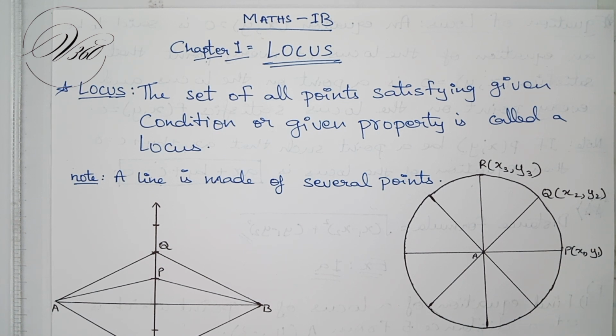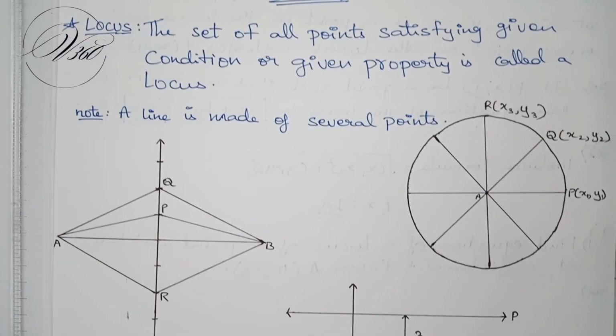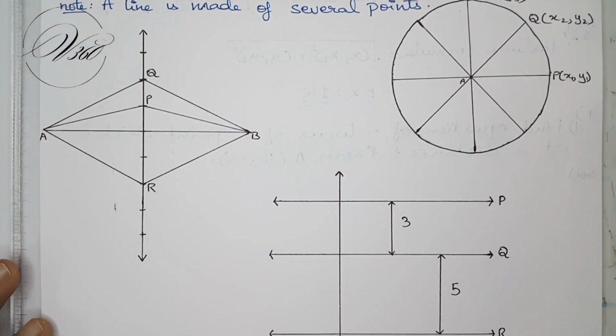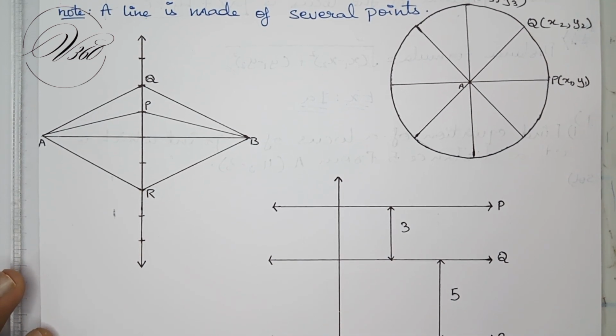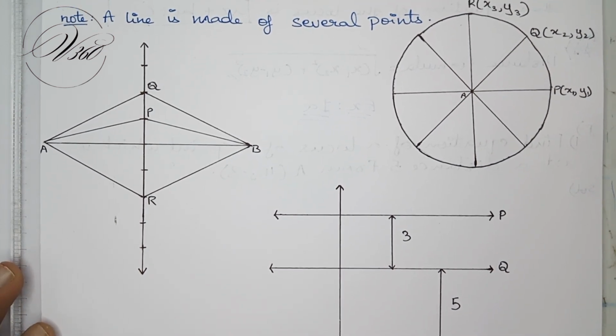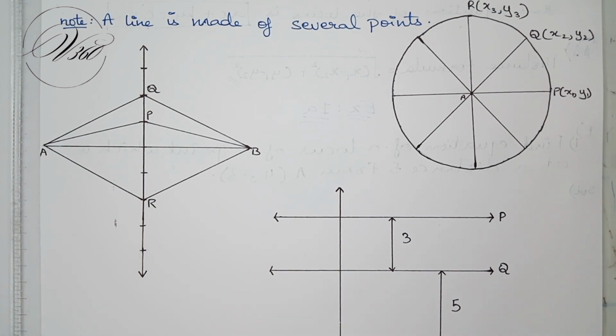We are going to do Maths 1B chapter number 1, Locus. Before explaining what a locus is, I am going to tell you what we call a locus and how it is represented in a diagrammatic form. So before seeing those, we'll read the note.